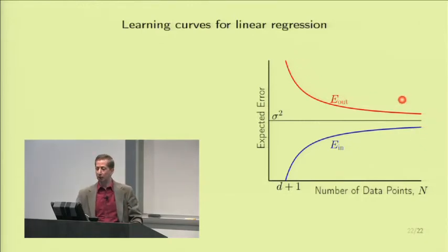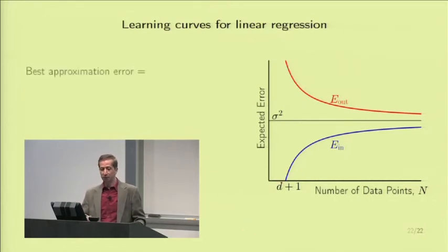And the out-of-sample goes down. And there is a very specific formula that you can get, which is interesting. So let me finish with this. So the best approximation error is sigma squared. That's the line, right?